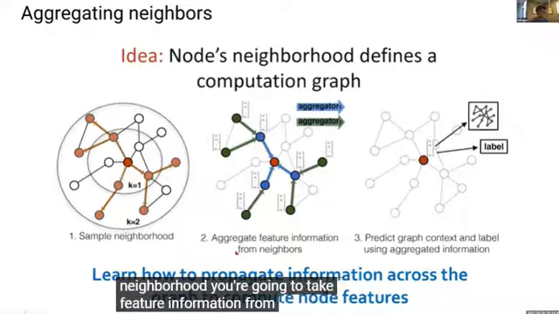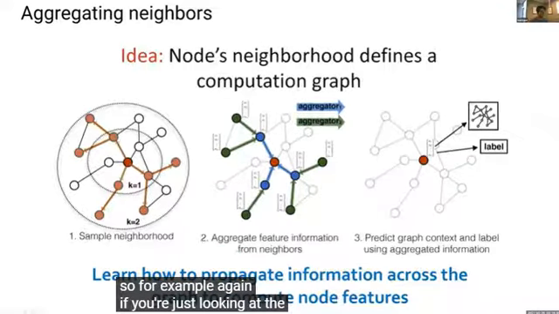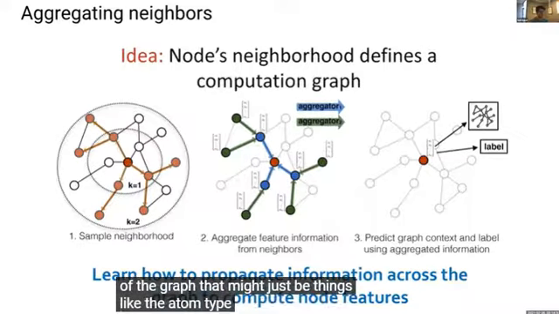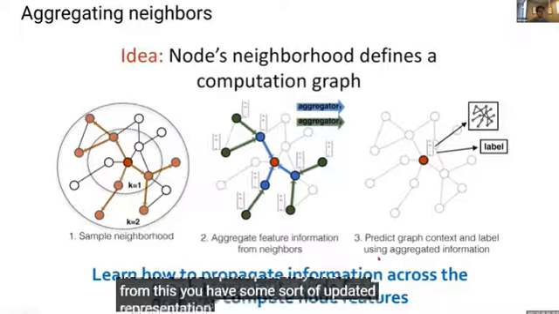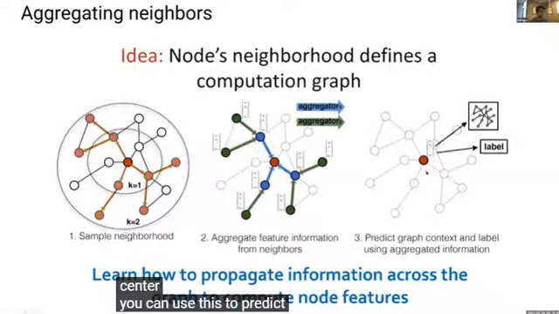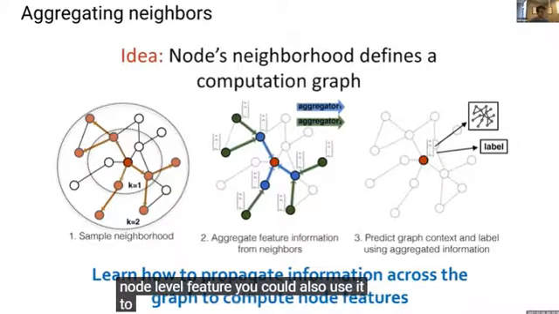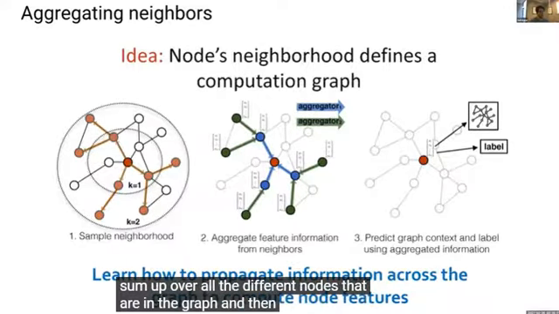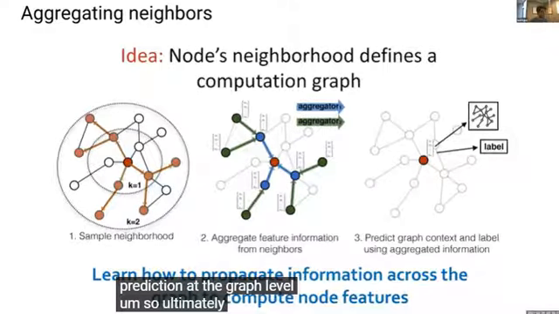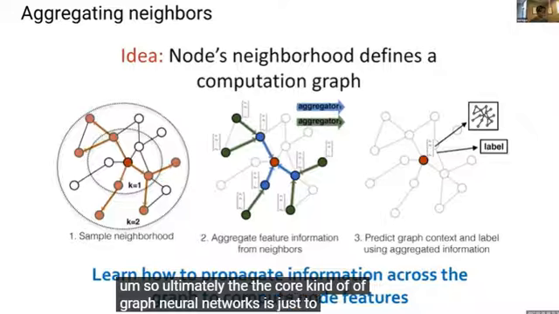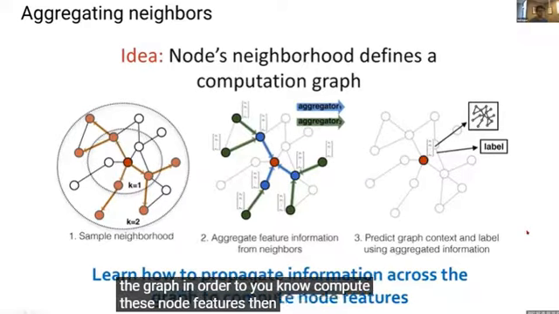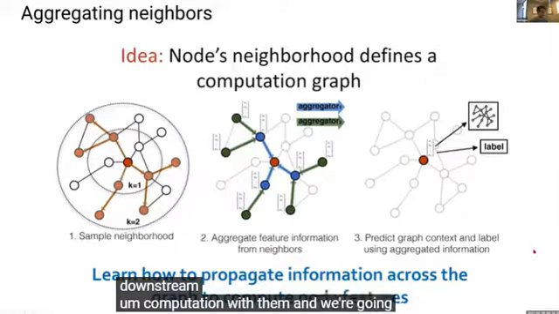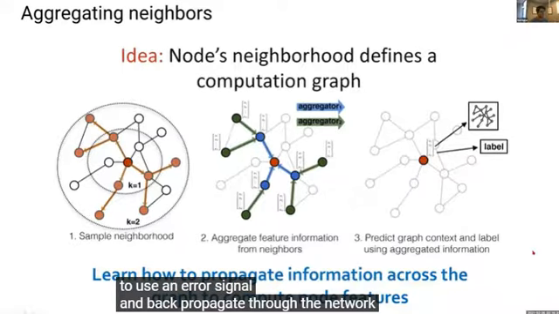You're going to take feature information from the neighbors. So for example, if you're just looking at the input of the graph, that might just be things like the atom type for each of these different nodes in a molecular graph. You're going to add it up in some sort of principled way. And then from this, you have an updated representation of the node in the center. You can use this to predict a node level feature. You could also use it to sum up over all the different nodes in the graph and then make a prediction at the graph level. So ultimately, the core of graph neural networks is to learn in a principled way how to propagate information across the graph in order to compute these node features, then do some sort of downstream computation with them. And we're going to use an error signal and backpropagate through the network in order to do that.